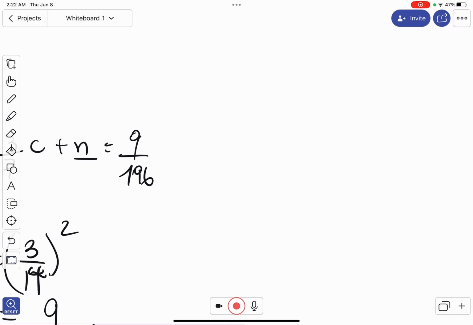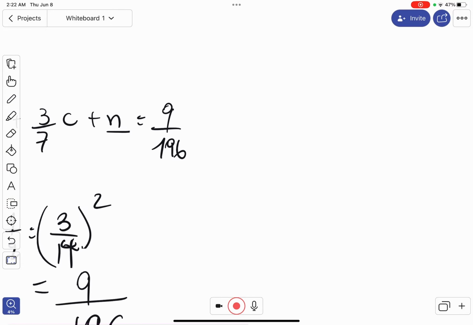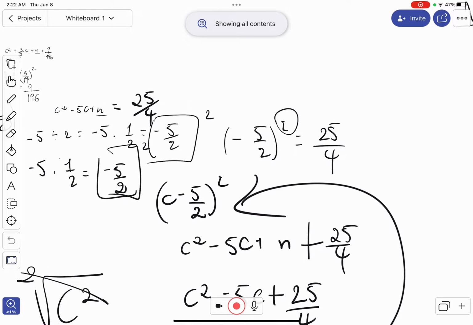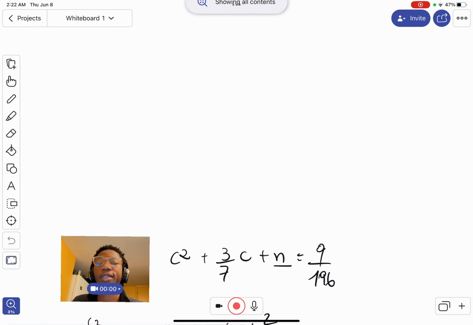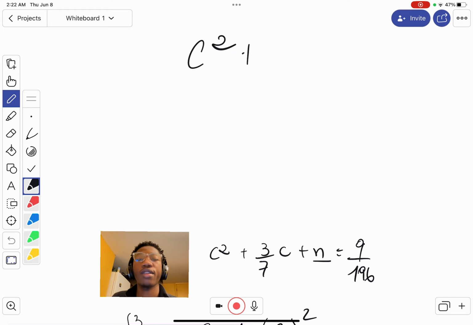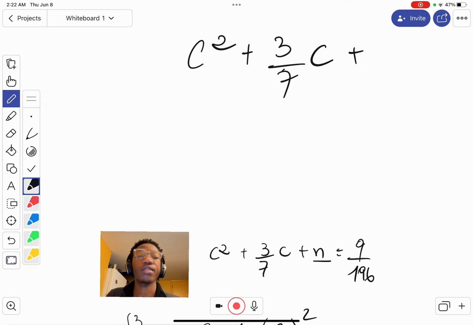So I'm gonna write the new equation for us, which is, my pen just dropped, c squared. So the new equation will be equal to, sorry about that, c squared plus 3 over 7c plus 9 over 196.